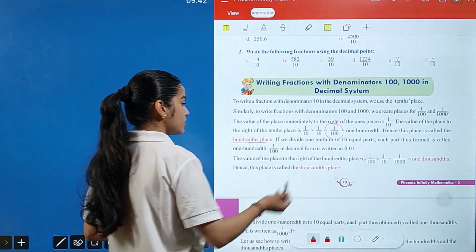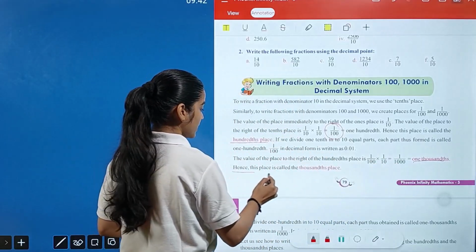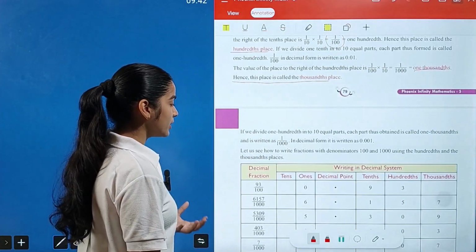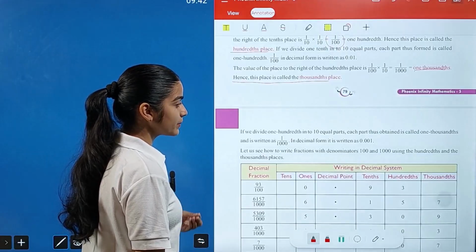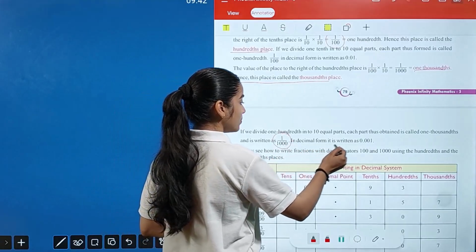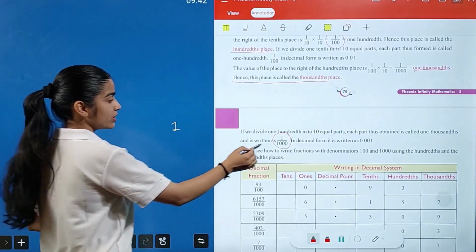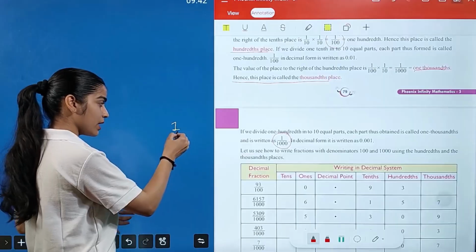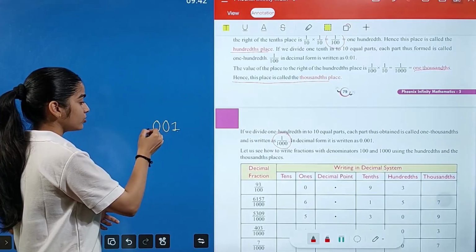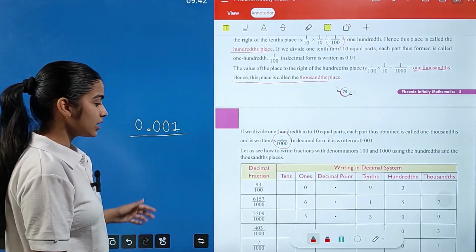Same for the 1000th place. 1 upon 100 multiplied by 1 upon 10 is 1 upon 1000, and this place is called the 1000th place. If we divide 100 into 10 equal parts, each part obtained is called 1000, and it is written as 1 upon 1000. In decimal form, again you have to write 1. How many zeros are there? 1, 2, 3. So start your counting. We have only 1, so we have to make digits 1, 2, 3. After 3 we have to put a point and write 0. So this is the way you can write your fractions as decimals.